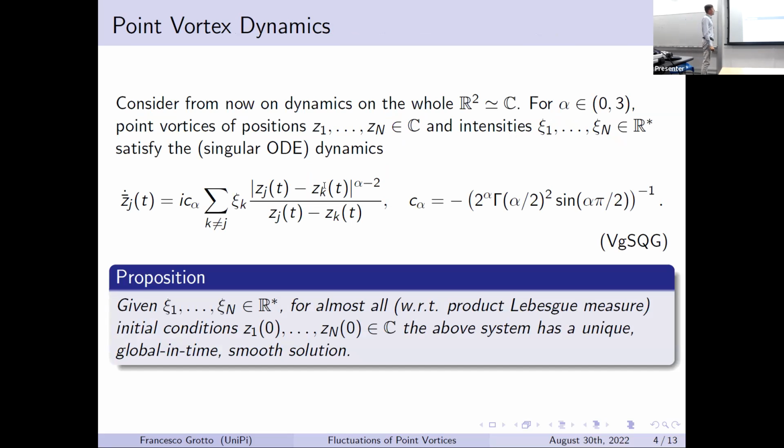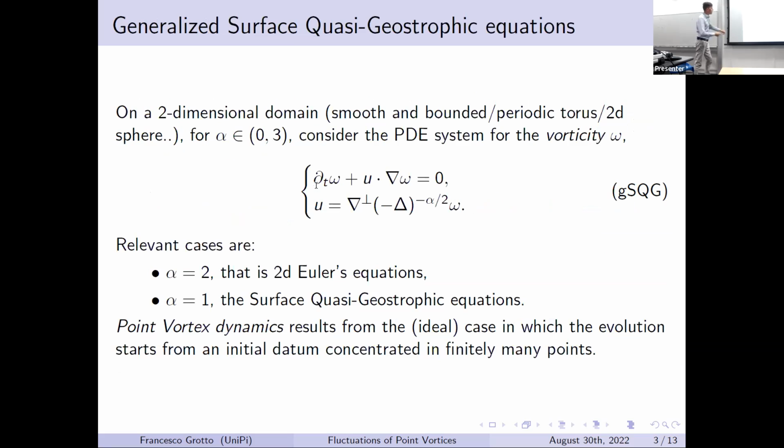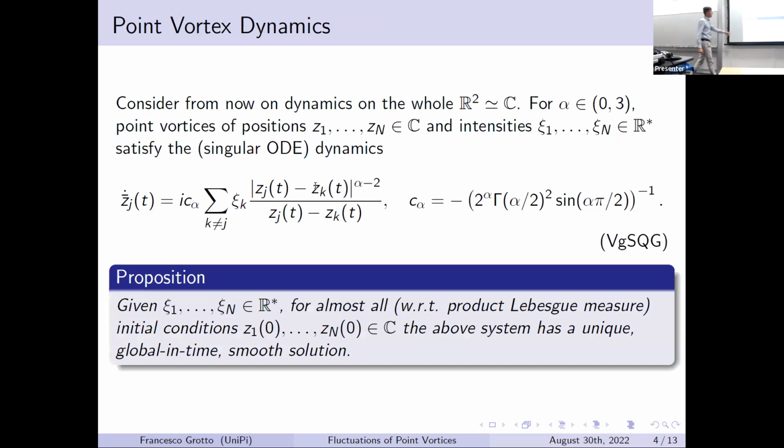So one has a finite number of points on which vorticity is concentrated. Each of the points has its own intensity, and the points will move under the influence of the other points according to this ODE system. And this ODE system is actually singular. You can see that it is singular because of the kernel that produces the velocity field from the vorticity. And you can see here, the singularity happens when two or more of these vortices collide, go to the same position.